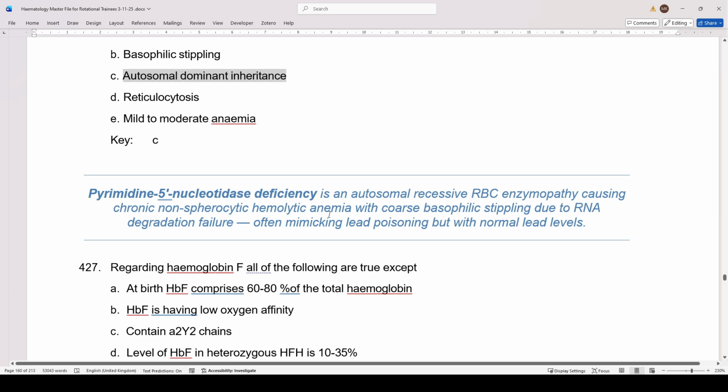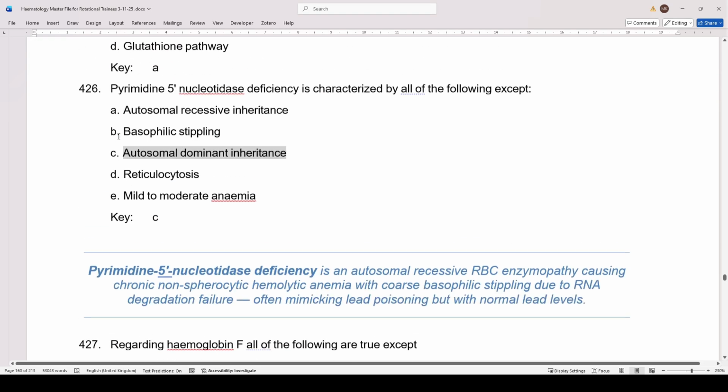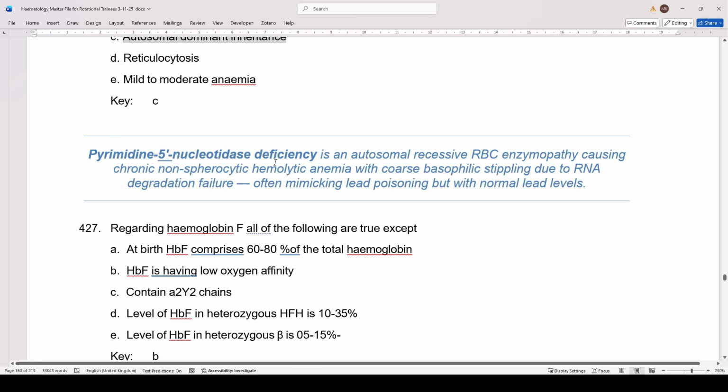Spherocytic hemolytic anemia is also inherited and is hereditary spherocytosis, and hereditary spherocytosis is autosomal dominant, not recessive. So in this case it is chronic hemolytic anemia. There will be no spherocytes, and there will be basophilic stippling due to RNA degradation failure, often mimicking lead poisoning, but with normal lead levels. So we have studied three enzymopathies: G6PD, pyruvate kinase, and pyrimidine 5 nucleotidase deficiency.